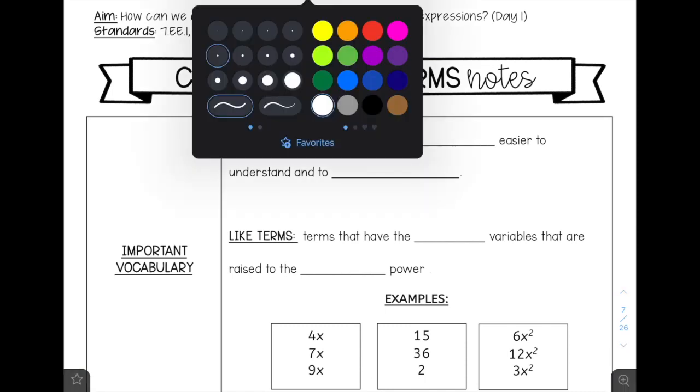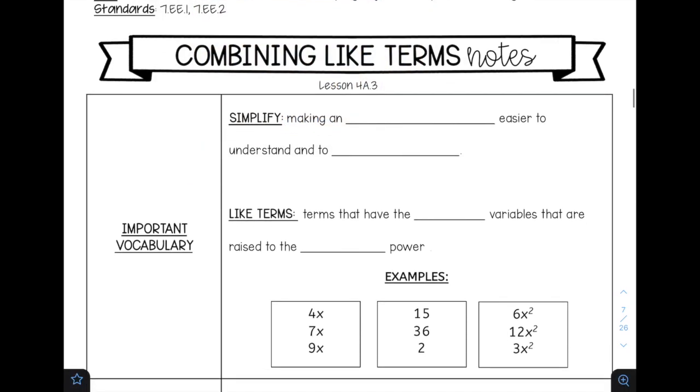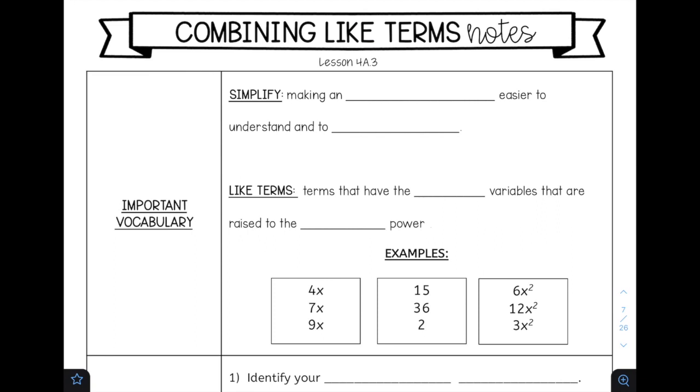So the first thing we want to do is go over some important vocabulary words and phrases that are going to be important when combining like terms. A lot of these problems you are going to see are going to say to simplify. Basically, what we're going to do is make an expression easier to understand and evaluate. Like terms are terms that have the same variables that are raised to the same power.